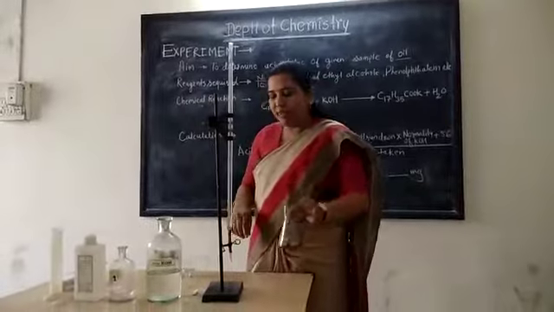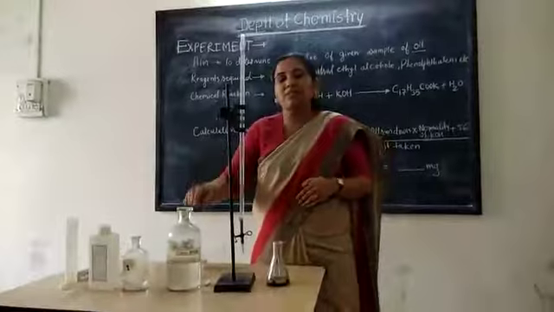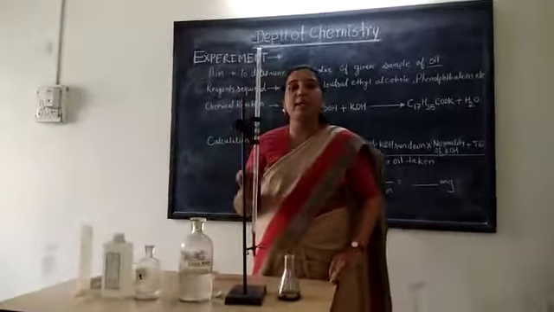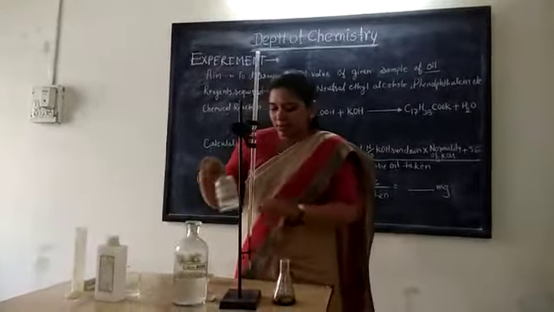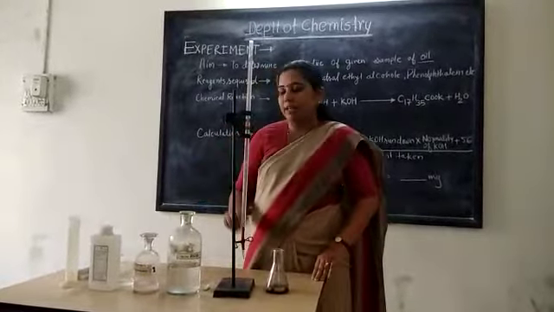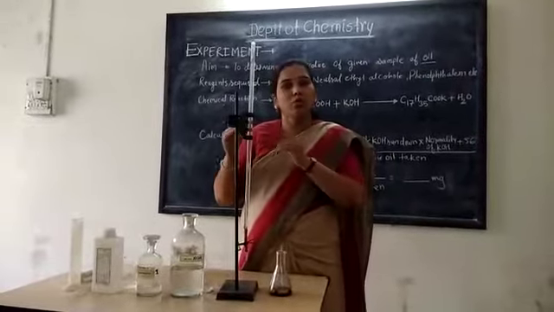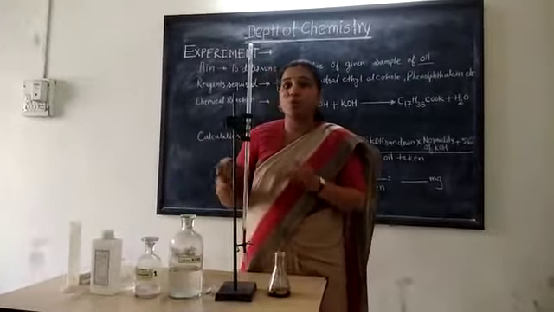Then this is a conical flask, and the reagents which are required are N/10 KOH. As I told already, a base is required to neutralize the acid. That's why we are using the titrant as a base, that is KOH, and its concentration is N/10, that is 0.1 normal. Then phenolphthalein is an indicator. As it is an acid-base indicator, for an acid it is colorless, and for a base it turns pink.